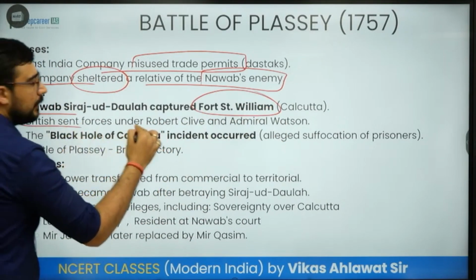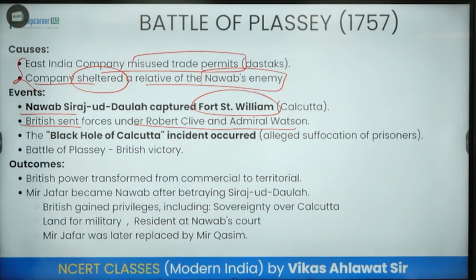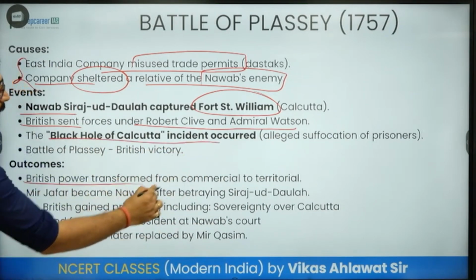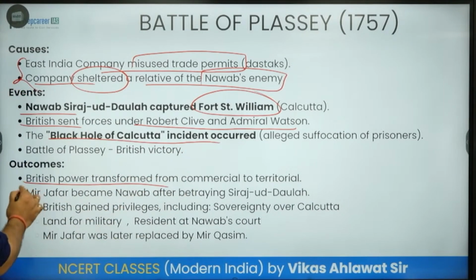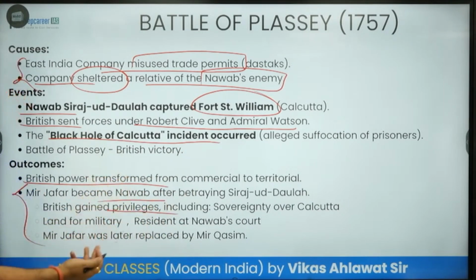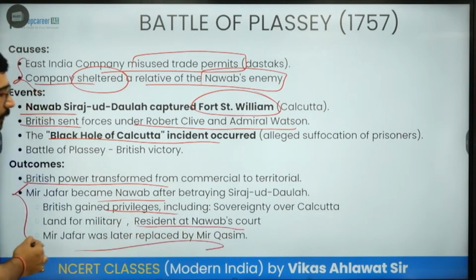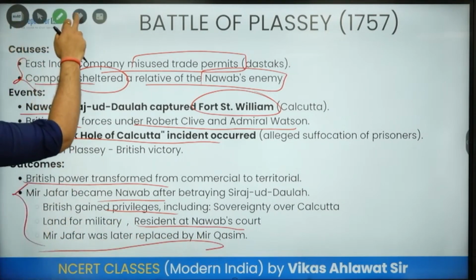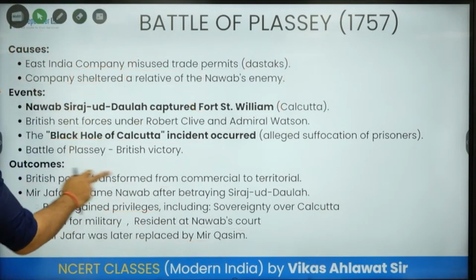British sent forces under Robert Clive and Admiral Watson. The Black Hole of Calcutta incident occurred, as we know. The British power transformed from commercial to territorial. Mir Jafar became Nawab. They gained privileges including sovereignty over Calcutta. A Resident was set up at the Nawab's court, and Mir Jafar was later replaced by Mir Qasim. So Mir Qasim came to power in 1760.